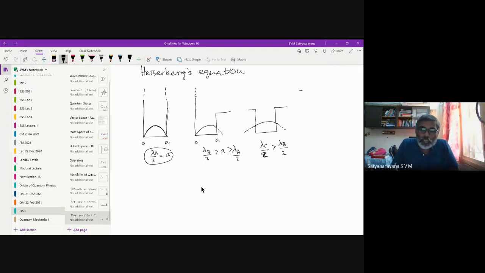Now suppose you consider a well like this. Now what happens? This part will be somewhat the same as this, whereas here it will be a lower value. So you will have a wave function like this. Because this is higher momentum. If it is infinity, it is going to be no distance here. So that means your lambda D by 2 will be smaller than lambda C by 2.